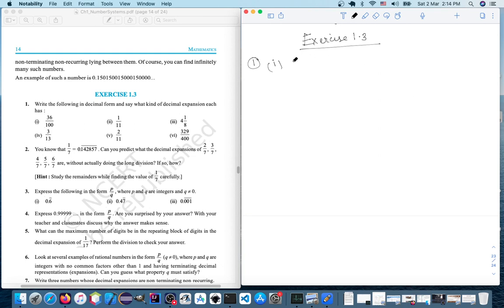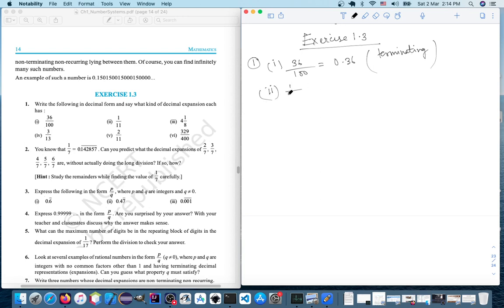The first one is 36 by 100. It is very simple. We know that this will be 0.36. So it is terminating. I'm not writing terminating decimal expansion, it's understood. It is asking what kind of decimal expansion it has, so I'm just writing that it is terminating.